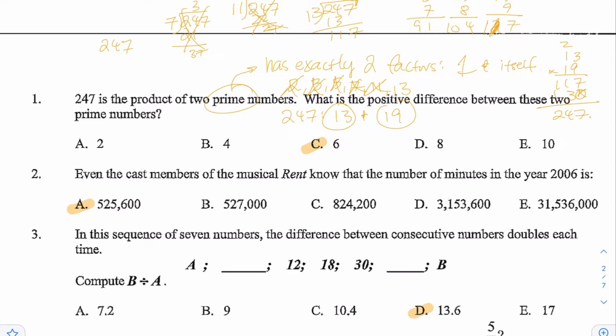So in this case, you want to then figure out the difference between the two, which means subtract. So you have to do 19 minus 13, and you get 6. Choice C as the final answer.